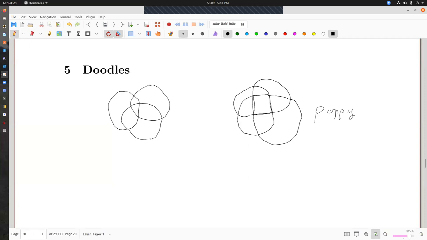When I originally defined doodles with my student, we only allowed, we didn't think of having self-crossings. Kovanov introduced self-crossings. So those are planar doodles. If we want something which is non-planar, then take this.